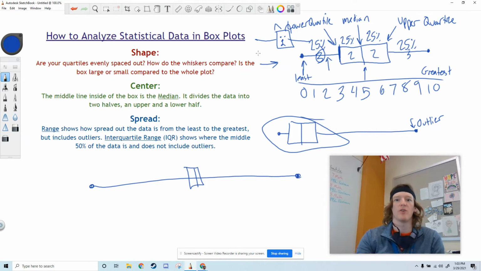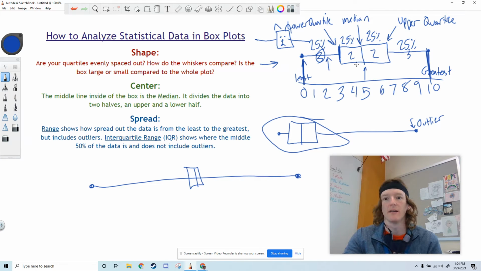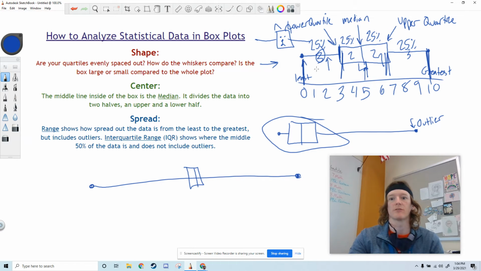Is the box large or small compared to the whole thing? Well, in this one, it's about a third, or 4/10 of our whole thing. We go from 0 to 10, and this is 4 wide. So the box is a decent size, and it's nice and evenly spaced out. I would say this whole thing is pretty evenly spaced out. I might say the whiskers are about the same length, and the box is about the same size as the whiskers are. Just whatever details and patterns we're noticing. Center is the median. This median is 5. Half of it is below it, half of it is above it.